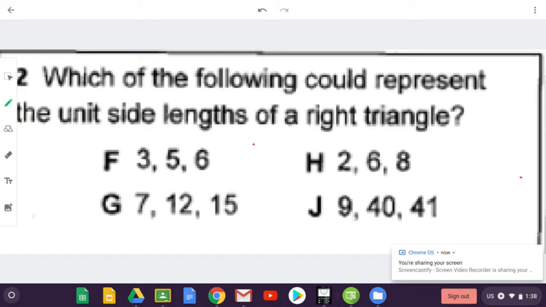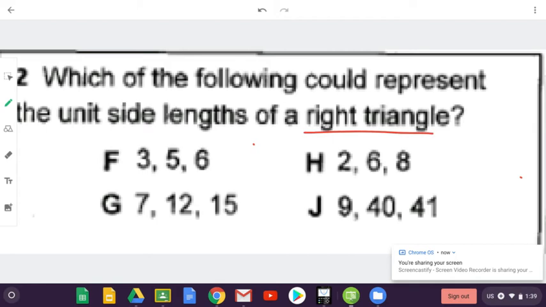We're in series 6, page 5, number 2. So here we go. This is the feedback. So what happened, in case I made a mistake here? It says, which of the following could represent the side unit lengths of a right triangle? The most important thing I need to understand is that it's a right triangle.